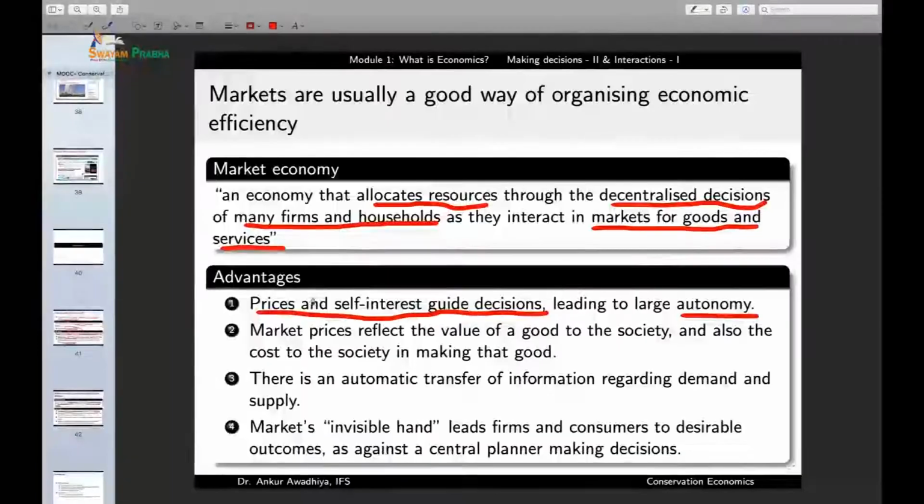So in the case of market, the prices and the self-interest is guiding the decision. So a market ensures that because both of us are benefiting, we will wholeheartedly participate in this decision. There is a large amount of autonomy that we have because nobody is forcing us to take this decision. We are taking this decision out of our own sweet will. Market prices reflect the value of good to the society and also the cost to the society in making that good. The value of the good and the cost of the good is reflected by the market prices.